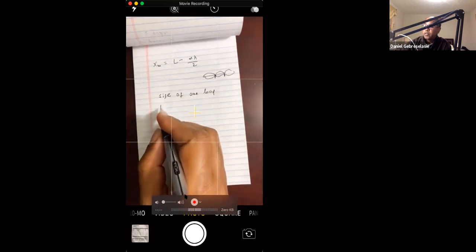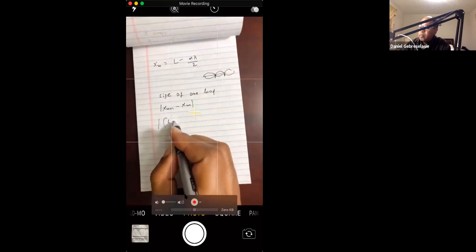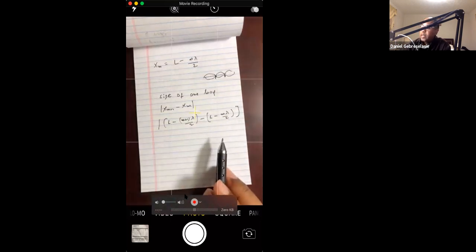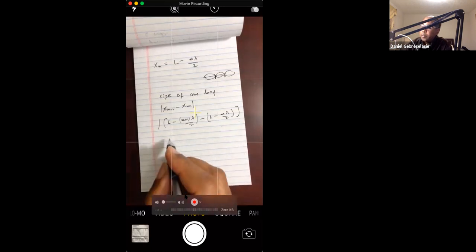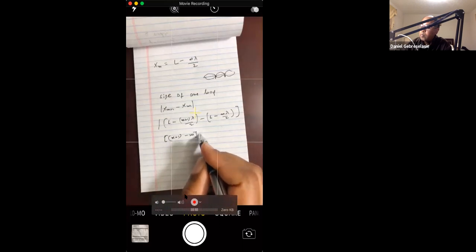You can say simply take the two nodes, x_{m+1} minus x_m. You take two consecutive nodes, you find the separation, and that will give you the size of one loop. So we can say this is (L minus (m+1) lambda over 2) minus (L minus m lambda over 2). L cancels out, so what do you have? Simply (m+1 minus m) times lambda over 2.